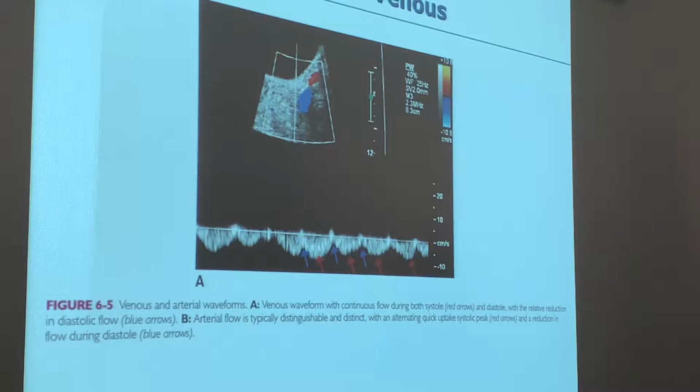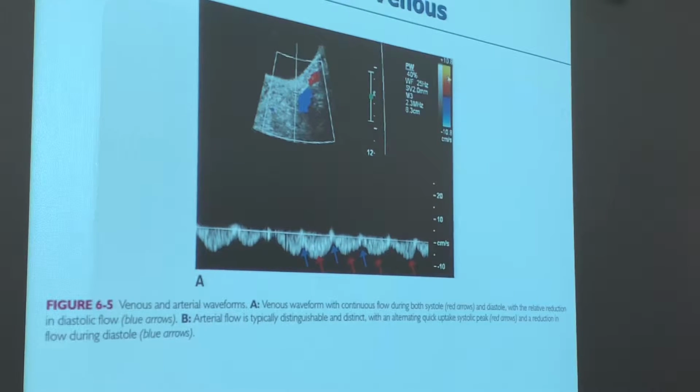I could put blue on top and red on the bottom. I can put purple on top and lavender on the bottom. I can change that. This is universal. Keep your arteries red and your veins blue. Arteries go away from the heart. Veins go towards the heart.